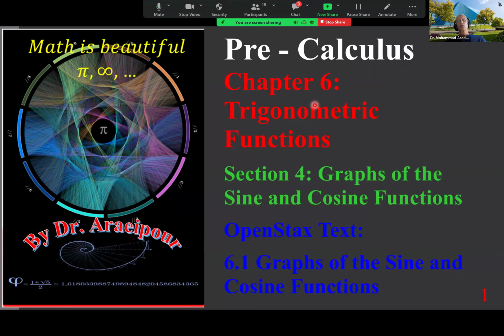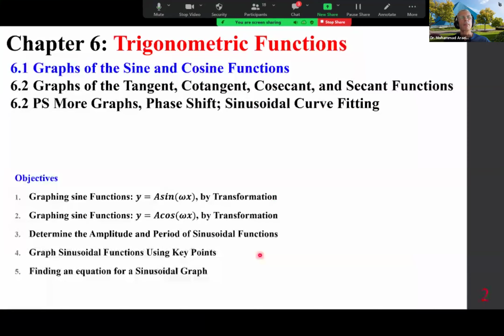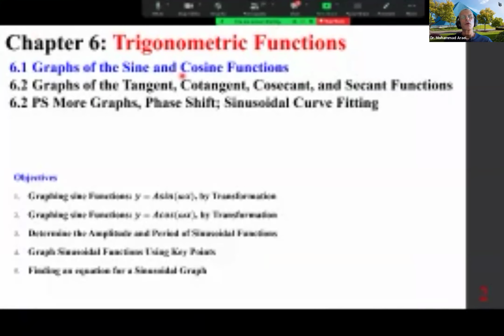Good afternoon, class. We are looking at trigonometric functions, and here's 6.1, graphs of the sine and cosine functions. We are going to cover graphs of sine and cosine functions, graphs of the tangent, cotangent, cosecant, and secant functions, PS, short for phase shift, more graphs, phase shift, and sinusoidal curve fitting.